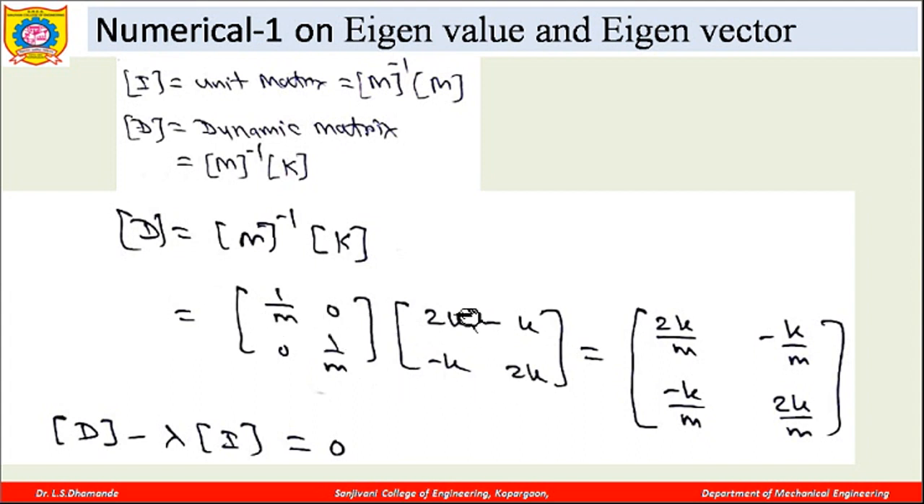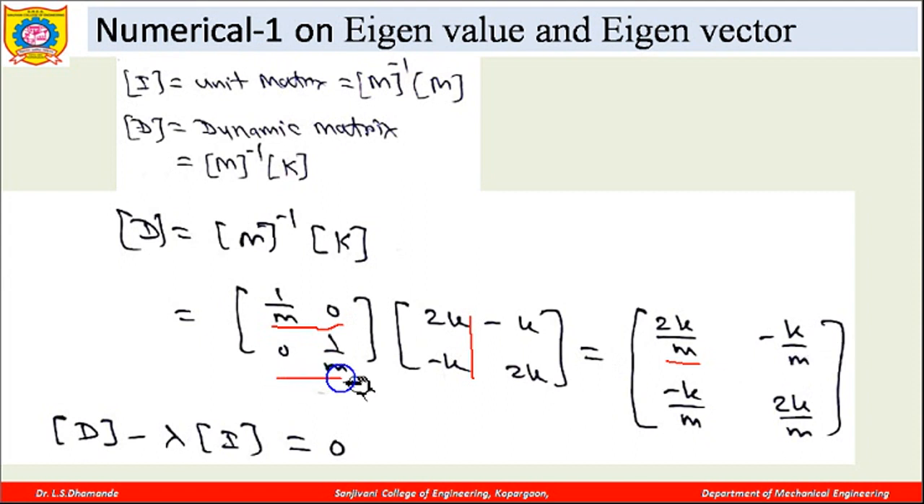So this row and this column will be multiplied. Okay, so if this row is considered 1 by m and 0, and this column is considered 2k and minus k, so this 1 by m multiplied by 2k will be 2k by m plus 0 multiplied by this minus k, so it will be 0. So there is only this term, 2k by m. Similarly this row and now the second column, so it will be 1 by m multiplied by minus k, so it will be minus k by m, and this 0 multiplied by 2k, so it is 0 plus 0.